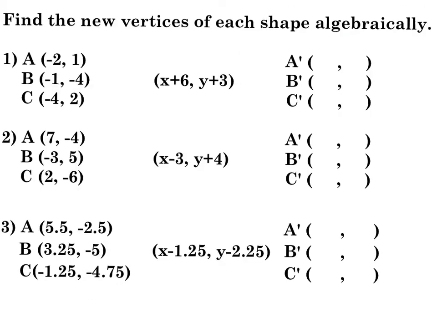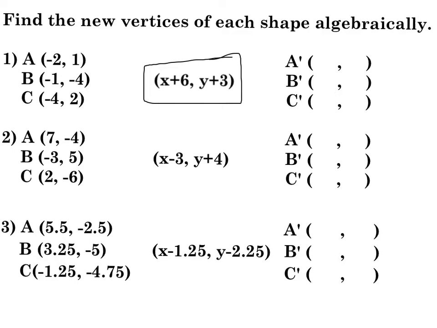Now there's one more way that you might see translations done, and this is what it looks like. This is when you don't actually have a coordinate grid with a picture, and so what you'll see is your directions, except they might be written a little bit differently. This time it's almost a little more obvious to take the x coordinate and add 6, and then take the y coordinate and add 3.